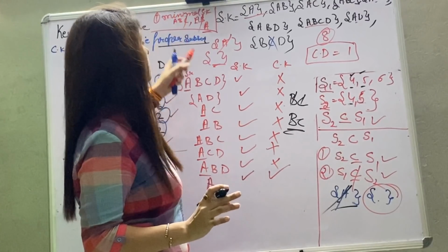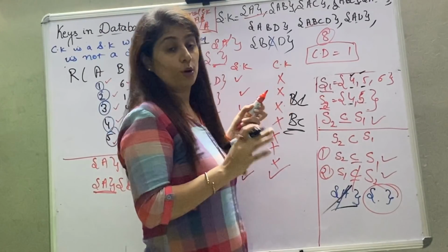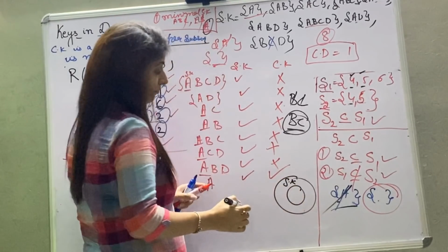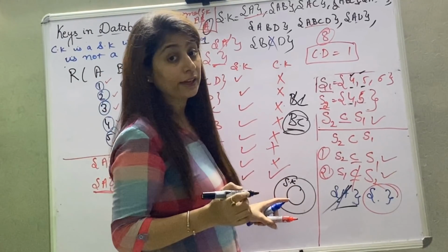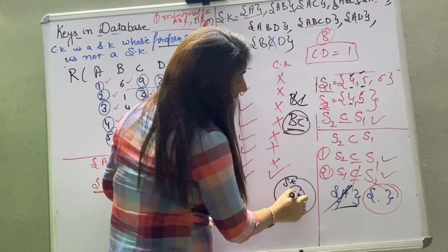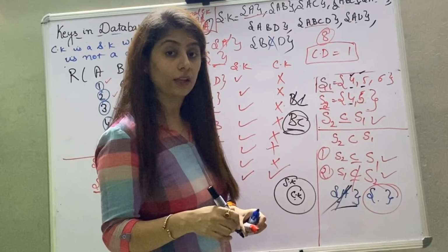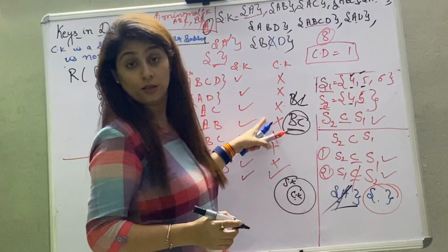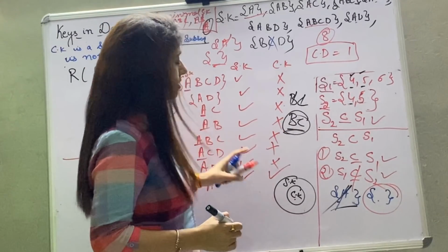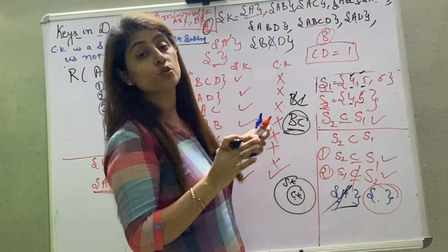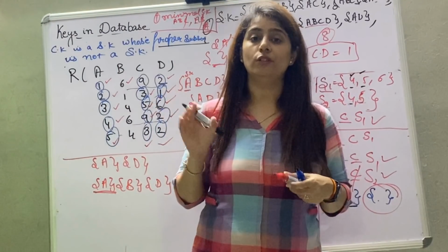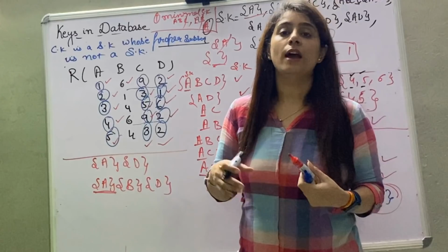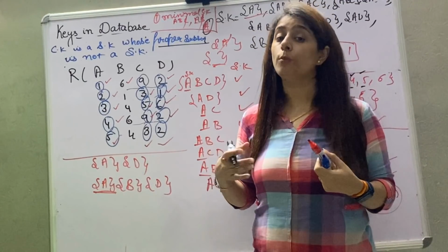The minimal concept means as minimum as possible. So in the end, you can write like this: a super key cannot always be a candidate key, but a candidate key can be a super key. You can see here there are many super keys, but they are not candidate keys. Clear? So this is the concept of candidate keys and super keys. If there is a little bit of doubt, you can ask me in the comment section, and you can watch the video again and again, and it will be more clear to you.